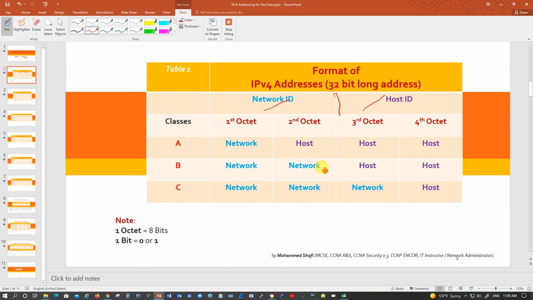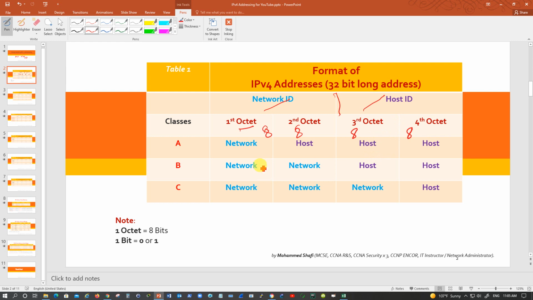And further, these two sections representing net ID and host ID can be divided into four equal sections called octets. Oct means 8. We know this. Because each one is an octet, each will be comprised of 8 bits. 8 here, 8 here, 8 here, and 8 here. So equally they are divided into 8 bits, totally making 32 bits.